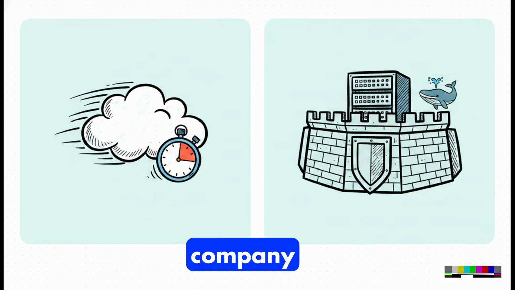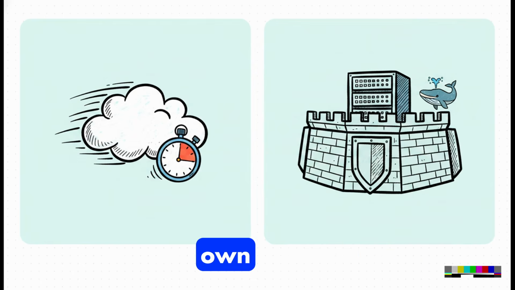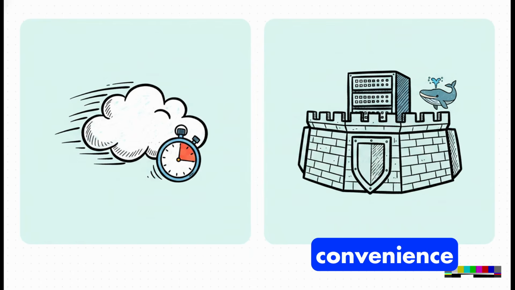But if your company demands strict data sovereignty and total control, the self-hosting option is totally supported. You can run 20 entirely on your own infrastructure using Docker Compose. So you basically get the perfect balance of convenience and control.